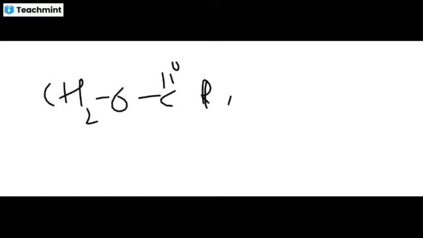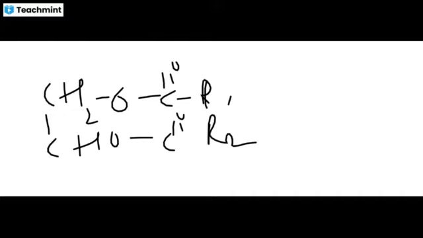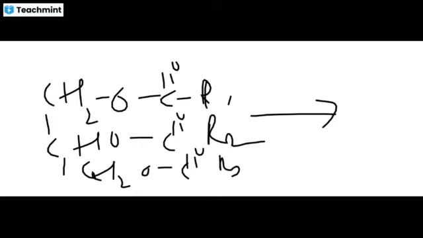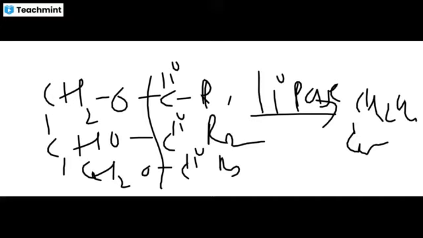I again repeat: CH2O C double bond O R1, CHO C double bond O R2, CH2O C double bond O R3. These R1, R2, R3 along with carboxyl groups are nothing but fatty acids, necessary to be separated from the structure of the triacylglycerol to form separate CH2OH, CHOH, CH2OH glycerol.